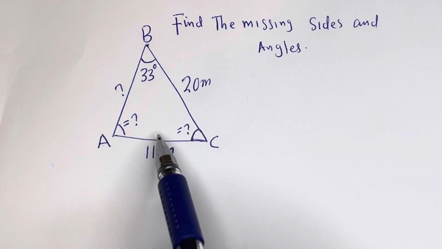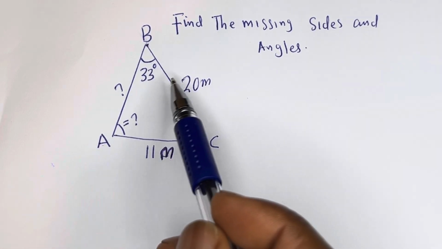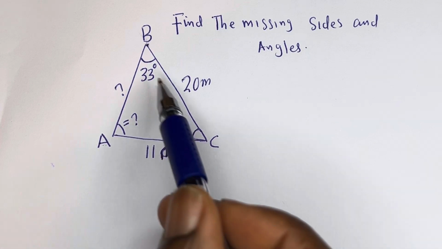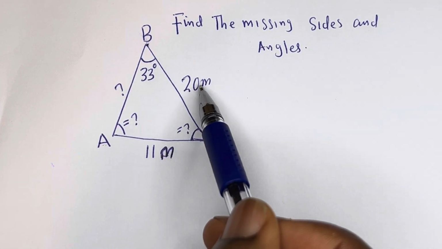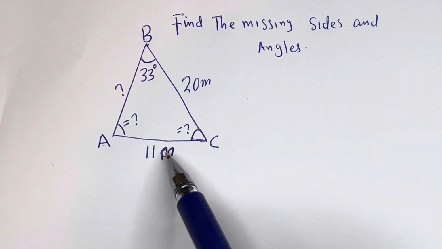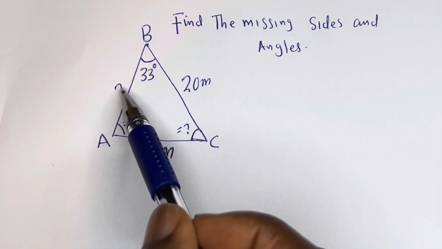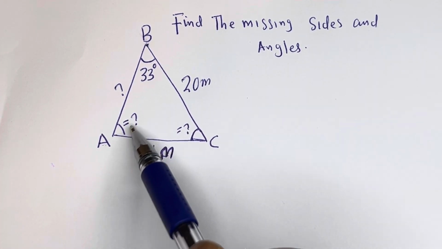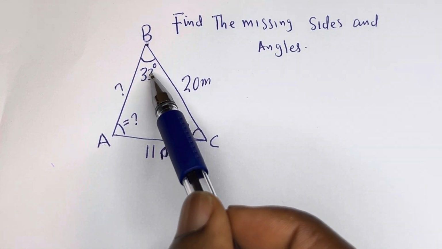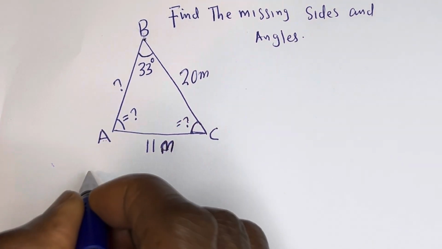Hello, how to solve this nice math problem? We want to find the missing side and angle from this given problem. Then we have angle A, angle B, and angle C. So here is side A, which is 20 meters. Then side B is given, which is 11 meters. But side C is not given. So we need to find the value of side C here. We need to find the value of angle A here and angle C here, because angle B has been given, which is 33 degrees. Now solution.